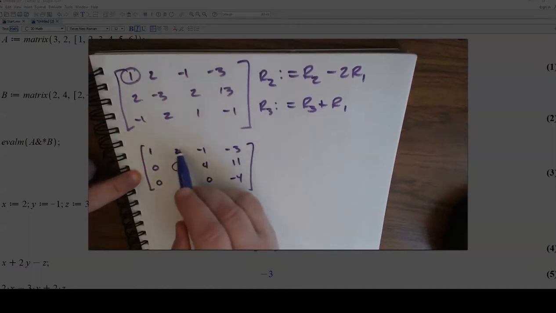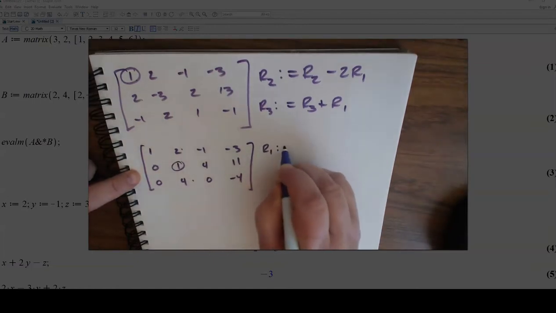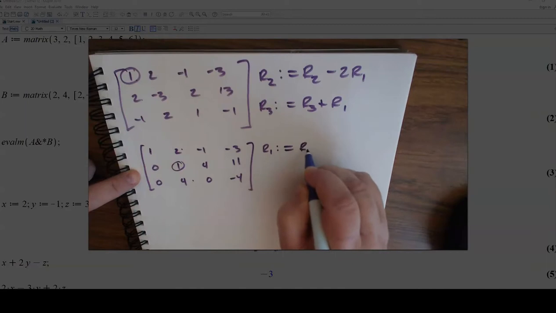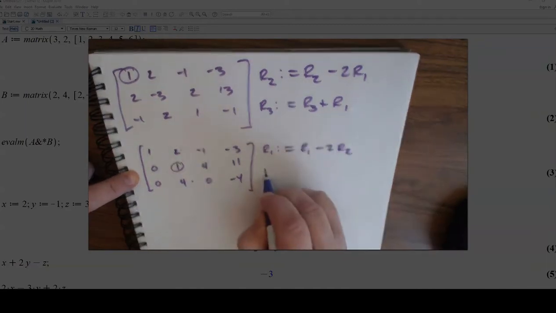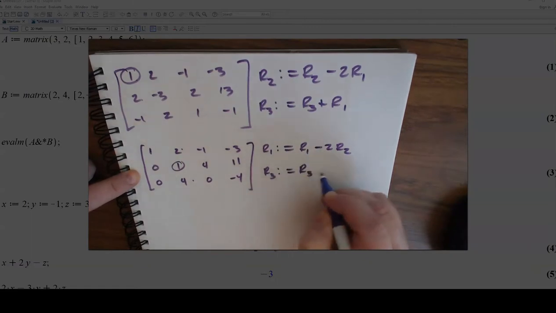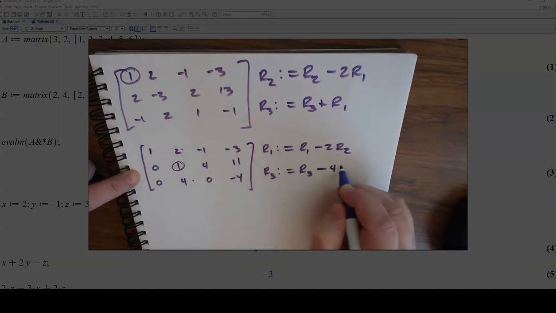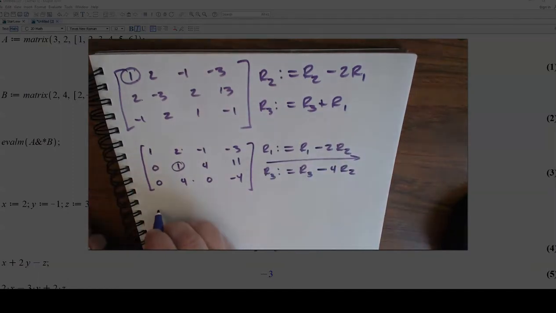I want to get rid of the 2 above it and the 4 below it. So R1 will get replaced with R1 minus 2 times R2. And R3 will get replaced with R3 minus 4 times R2. So this time, my second row won't change.